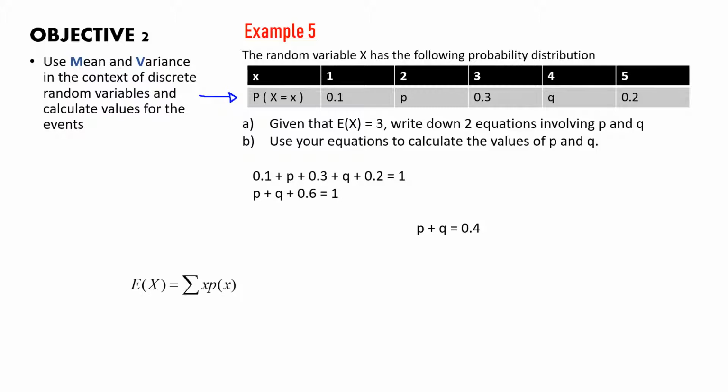For the expected value of x, I need that extra row, where we need to multiply these things together. So 1 times 0.1 gives me 0.1. 2 times p gives me 2p. 3 times 0.3 gives me 0.9. 4 times q gives me 4q. And 5 times 0.2 gives me 1. If I take this equation and group everything together, I will get that 2p plus 4q plus 2 is equal to 3, or 2p plus 4q is equal to 1. There are my two equations, and I can solve them simultaneously.